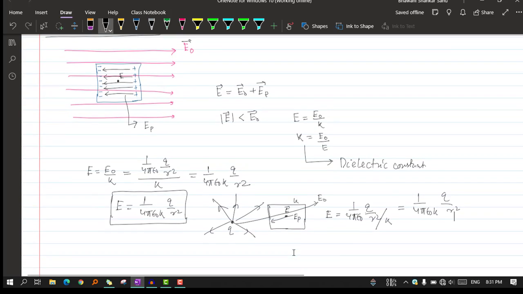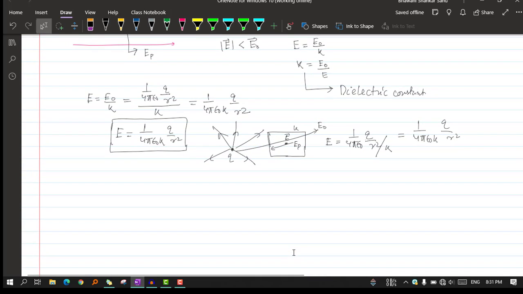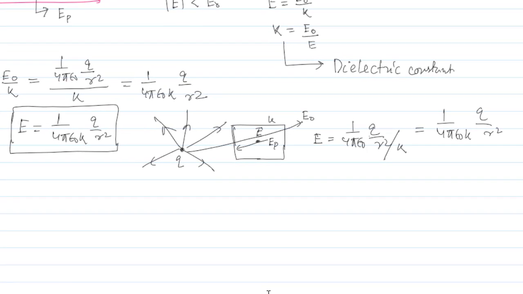But again we know, in the first formula, using Coulomb's law, we have written that E can be written as 1 by 4 pi epsilon naught q by r square, and this is for free space.